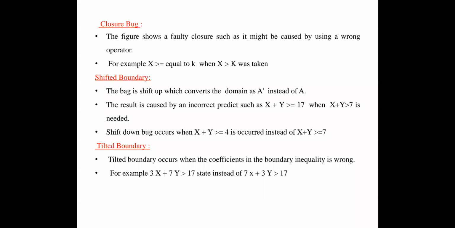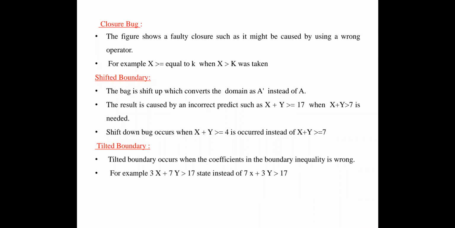So why is it shifted up? Because the result is caused by incorrect predicates. You are taking incorrect predicates, and that's why the domain is shifted to A dash. Initially you have to work on x plus y greater than 7, but you are working on x plus y greater than or equal to 17. That is the big mistake you have made in the calculation or prediction, and that's why the bug arises. That type of bug is a shifted boundary.